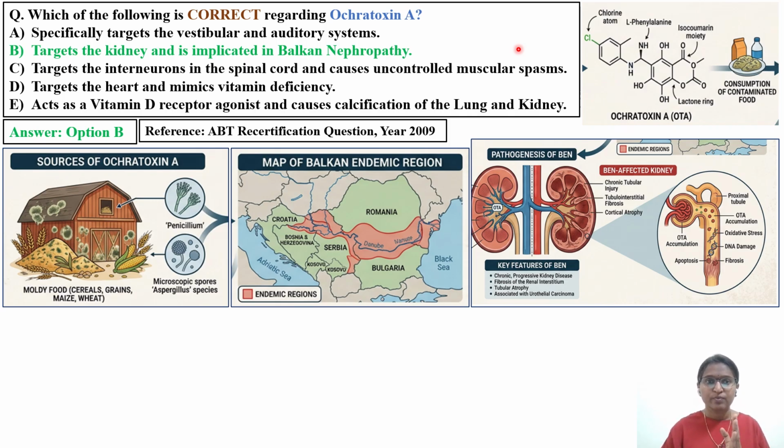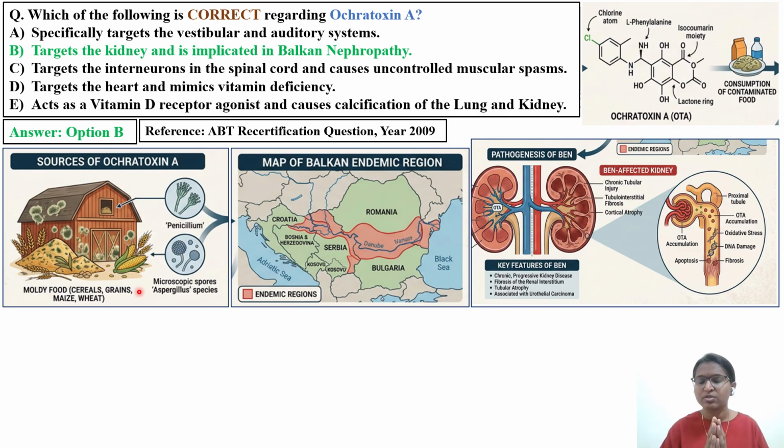So we will see in detail what ochratoxin A is, which is a mycotoxin coming from Aspergillus species. Whenever food is contaminated, be it corn, cereals, grain or wheat, contaminated with this particular Penicillium fungus toxin, and we consume these contaminated cereals, grains, corn or wheat, we'll have ochratoxin A toxicity.